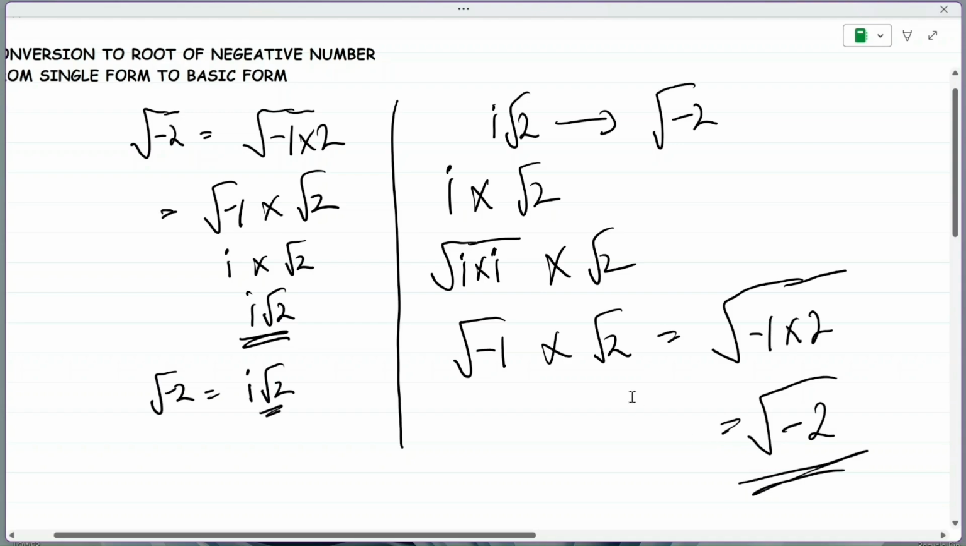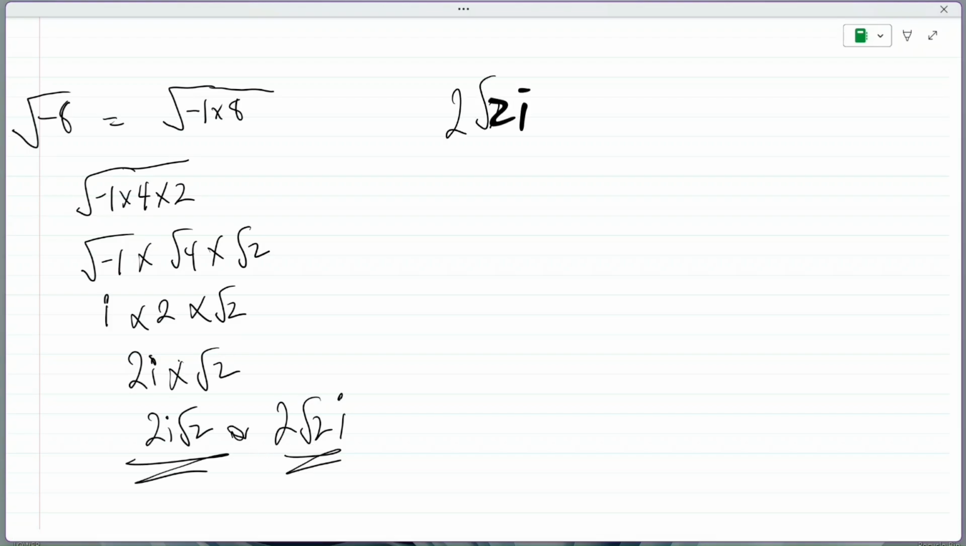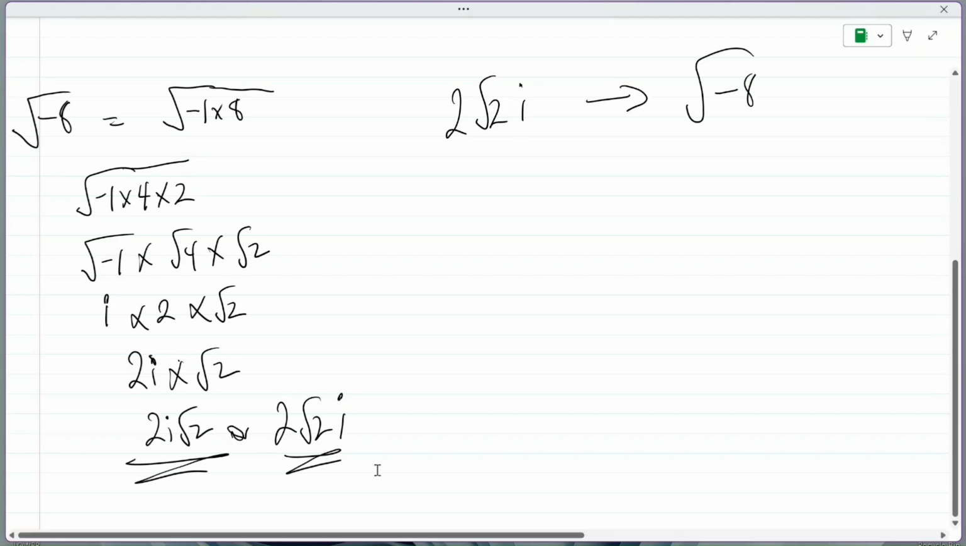We've therefore converted it from its basic form, which is i root 2, back to its single form, which is square root of minus 2. Remember, we converted the square root of minus 8 to 2i root 2 or 2 root 2 i. Now we want to convert 2 root 2 i or 2i root 2 back to square root of minus 8 or root minus 8. They are all linked by times.